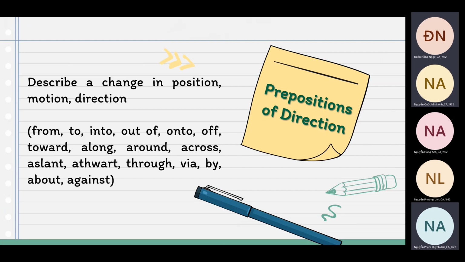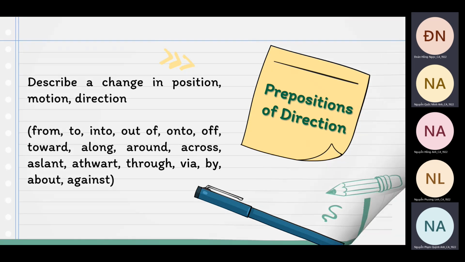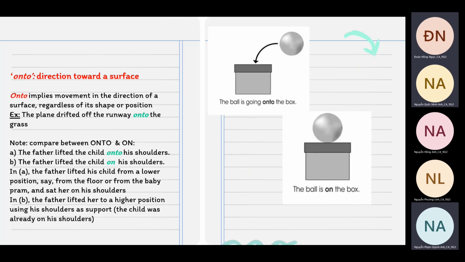prepositions of direction. They are used to describe a change in positions, motion, or direction. We have some examples: from, to, into, out of, etc. And we will just talk about some prepositions that we think you should pay attention to. And first, let's talk about onto.